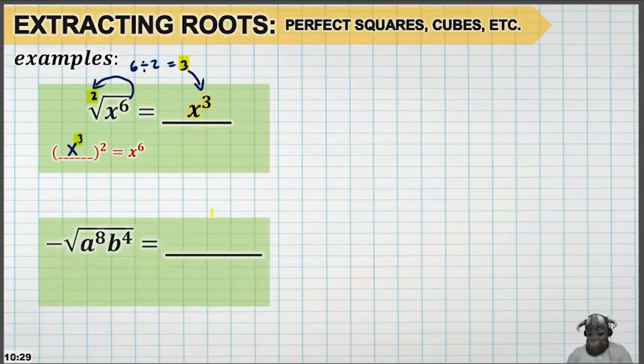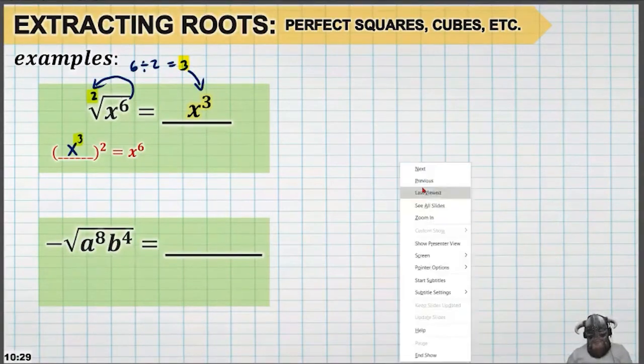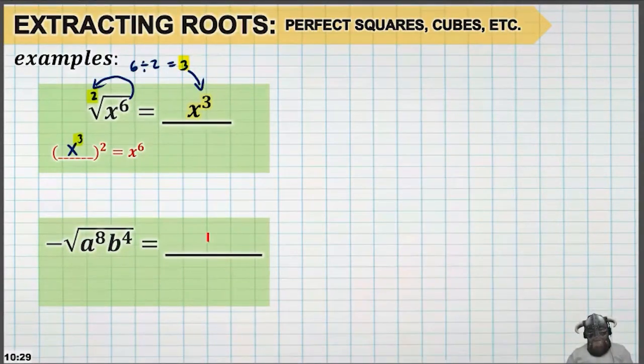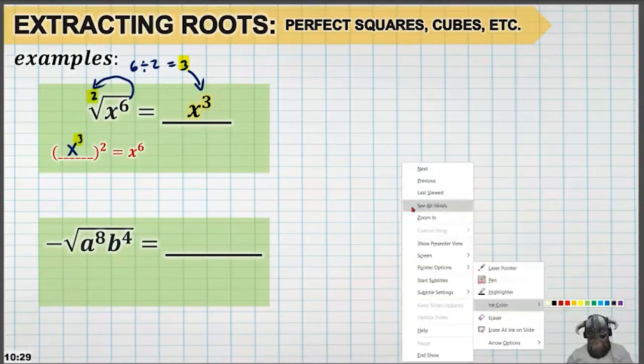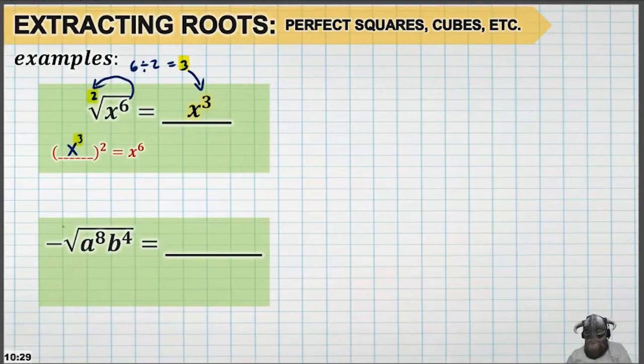Okay, so how about negative a raised to 8, b raised to 4? Ano sa tingin niyo yung sagot? Gamit yung idea sa taas na ginawa natin. Dinivide lang yung exponent ng nasa loob dun sa index. By the way, kapag walang nakalagay na index, automatically ang index natin ay 2. So, lagay ko dyan. 2 yung index natin. Okay, so what do you think is the answer?